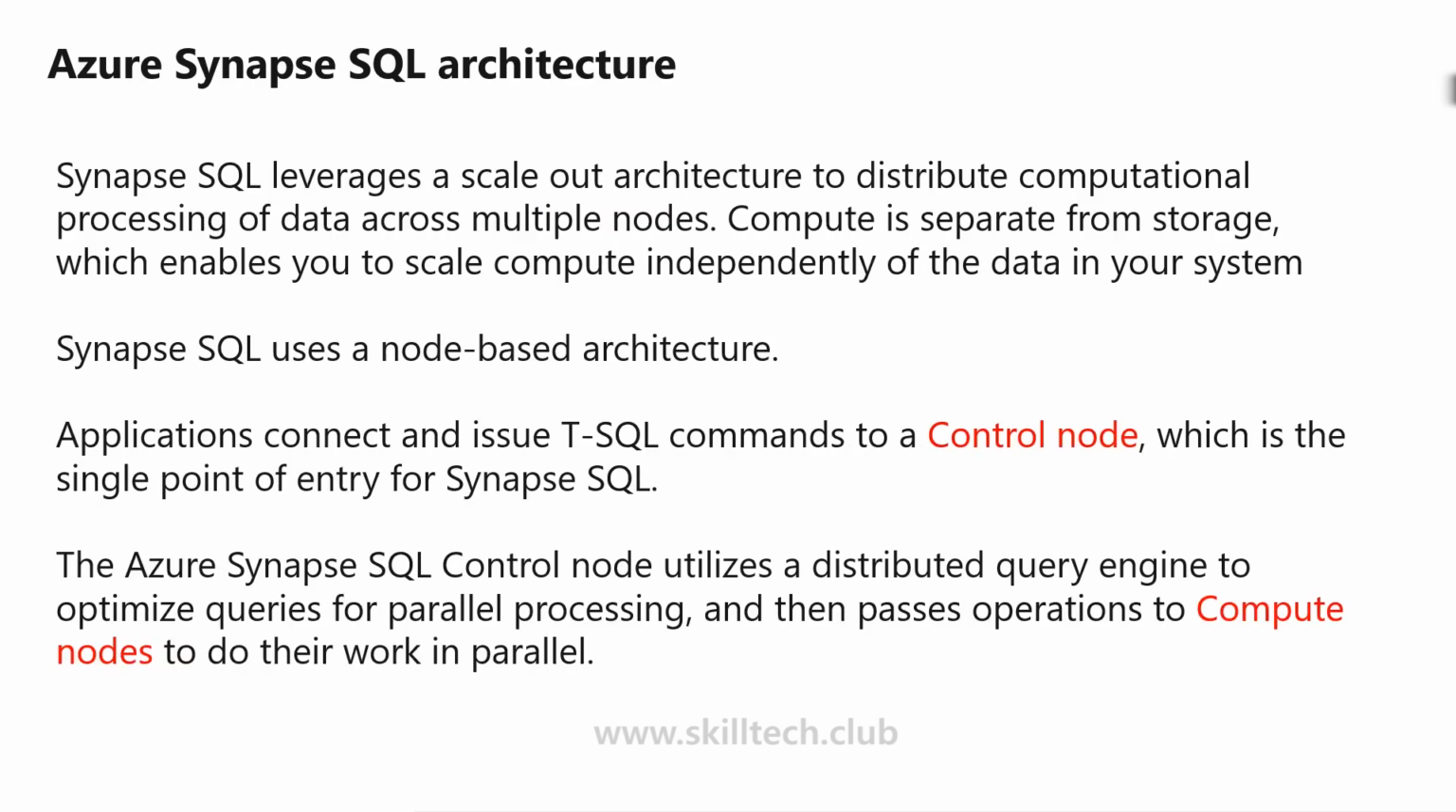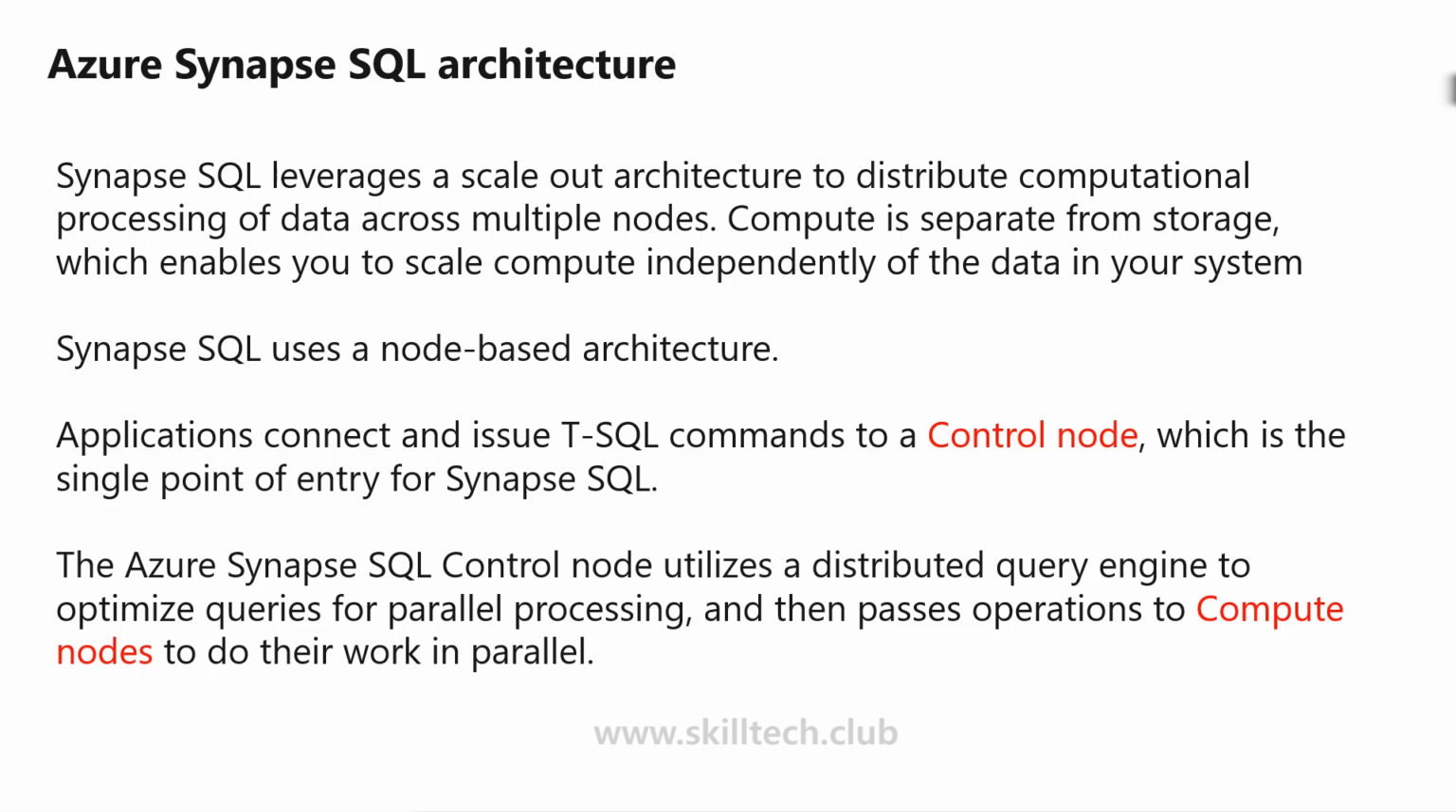Now, before we proceed, we need to understand something known as Synapse SQL architecture. It leverages a scale-out architecture to distribute computational processing of data across multiple nodes. This architecture has multiple nodes, where each node is nothing but a computer with a SQL server installed inside it. To be very specific, each node is a virtual machine which has SQL server installed. Compute is separate from storage, which is independently scalable. And Synapse SQL, using this node-based architecture, allows you to work with two kinds of nodes.